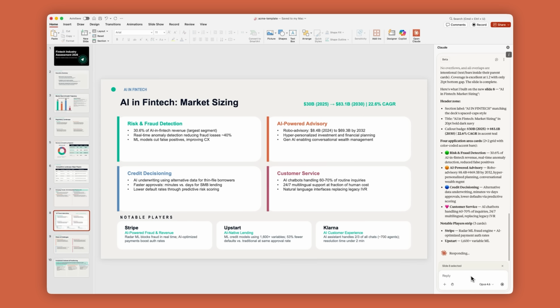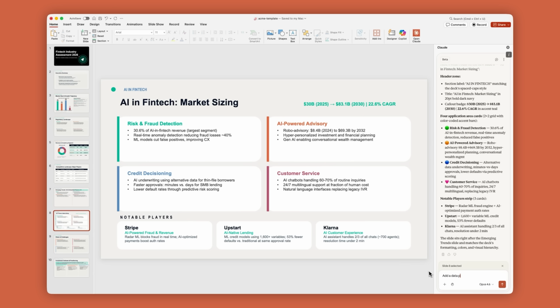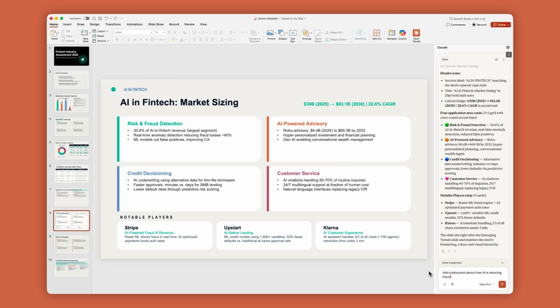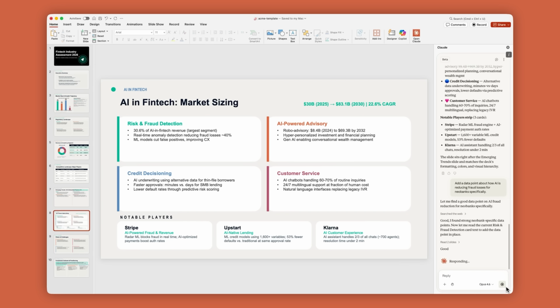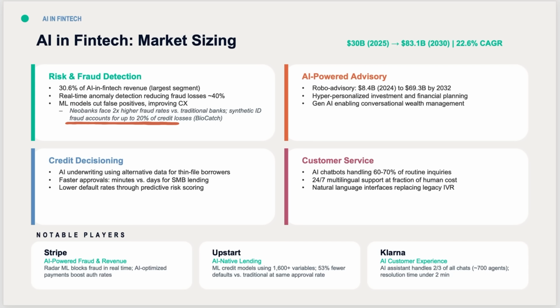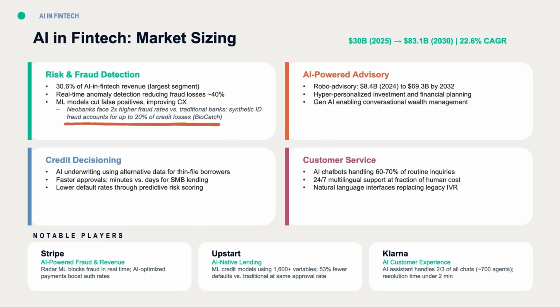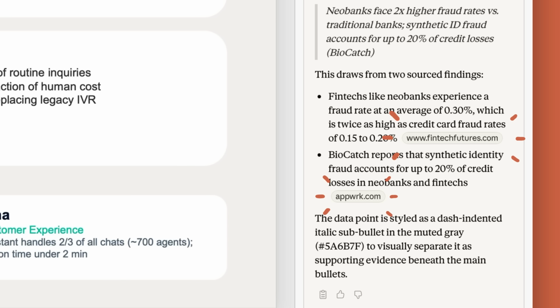If we want to adjust it, we can select the slide and say, add a data point about how AI is reducing fraud losses for neobanks specifically. Claude adds the bullet to the selected slide without touching anything else. It places the new content in the correct text box and matches the existing formatting. Claude also tells you where it sourced the additional data.